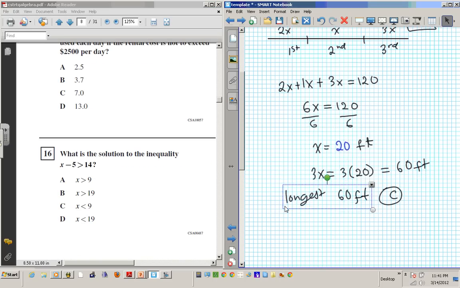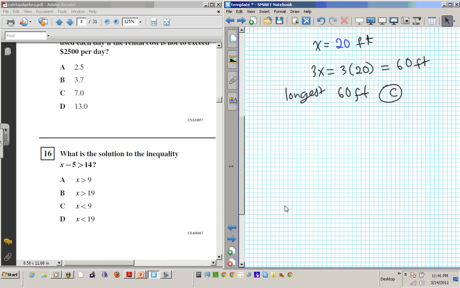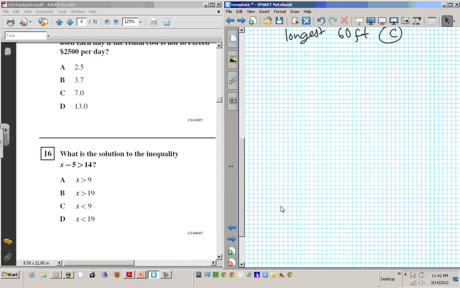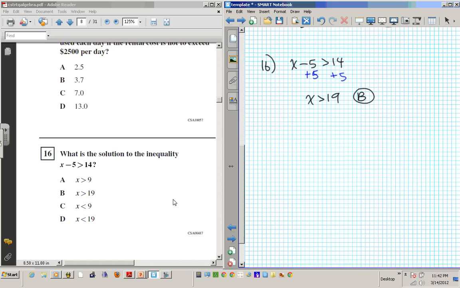Alright, number 16, it says, what is the solution of the inequality x minus 5 is greater than 14? So to do this, all you do is add 5 to both sides to get x by itself. And then you have x is greater than 19. And your final answer is B. This one's pretty easy.